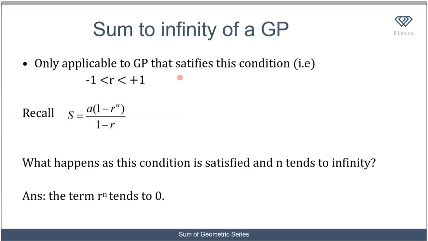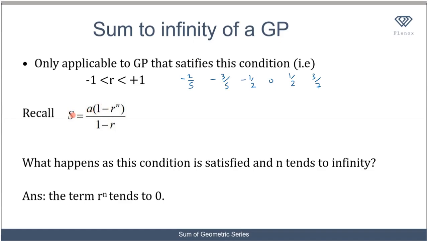And examples of this will be what? Minus 2 over 5, minus 3 over 5, minus half, 0, half, 3 over 7. So all fractional numbers such as this that lie between minus 1 and 1, there's a formula to find the sum to infinity. And how do we come about the formula?